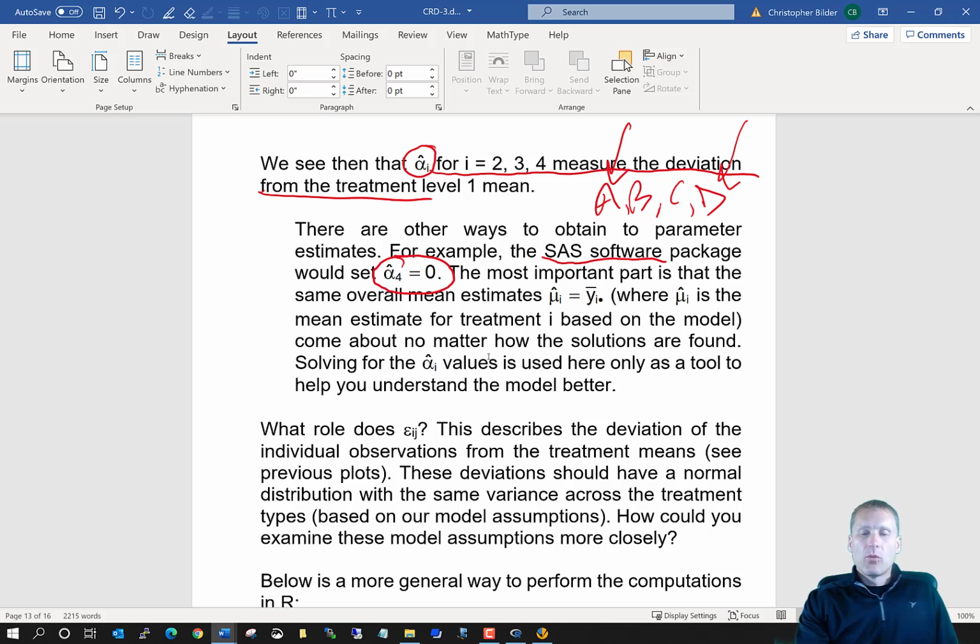There are other ways to do this too, not as much anymore, but what used to occur is that one could, let's say, set the sum of all these alphas equal to 0, and you could still then come up with the parameter estimates. But in the end, it's still not going to change the overall final analysis.